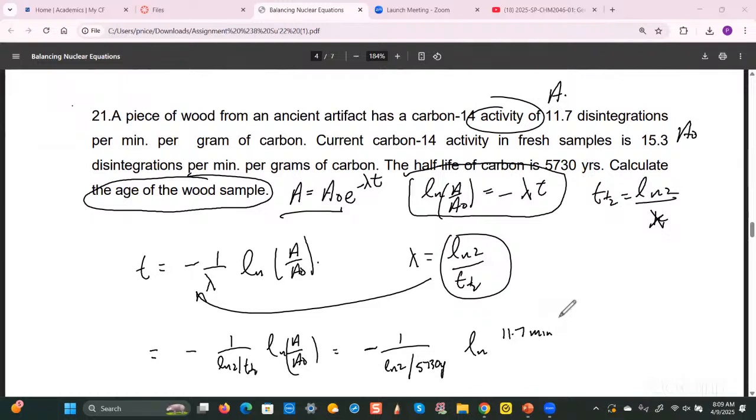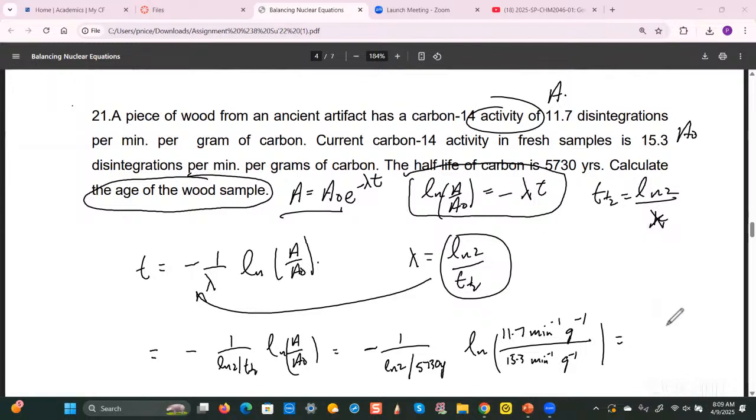So minutes to the minus 1, grams to the minus 1, divided by 15.3 minutes to the minus 1, grams to the minus 1. And then we do our number crunching. So I'm going to work out what's within the parentheses first, which is 11.7 divided by 15.3, and that gives 0.7675, and then I find the natural log of that.